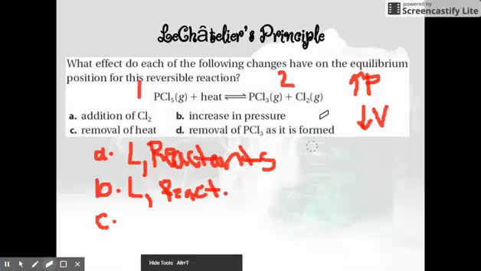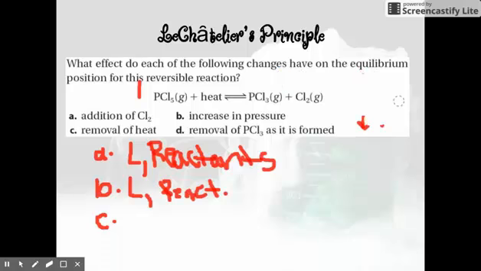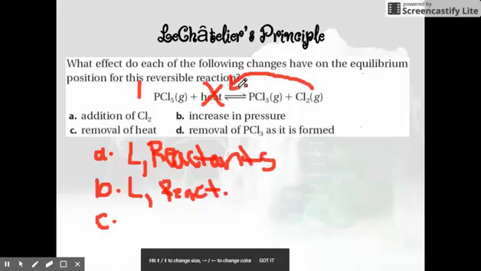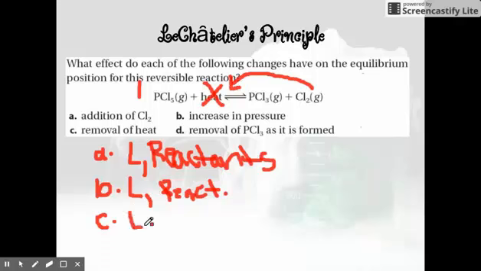Okay, for C, we're removing heat. This one told us it's an endothermic reaction. It told us heat is a reactant. So if we're removing heat, we're going to shift to that side then to fill in that hole that we have, or make more heat. So again, we're going to shift left or towards our reactants.